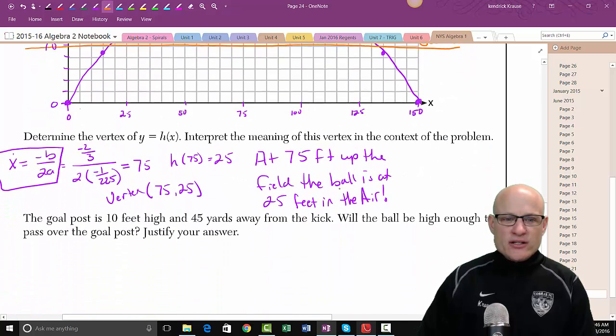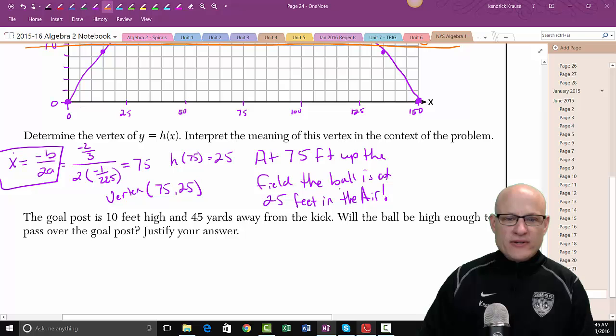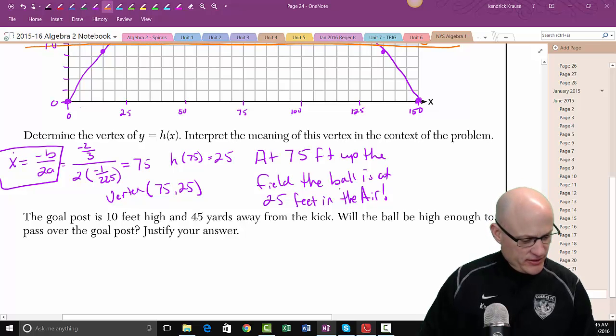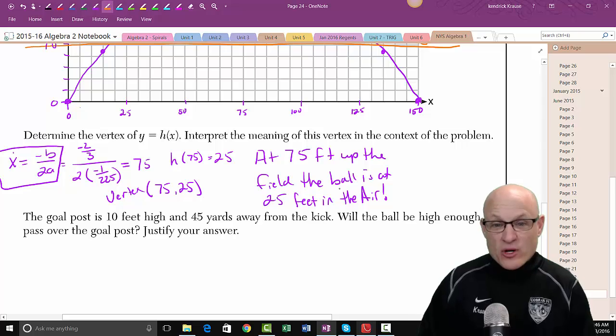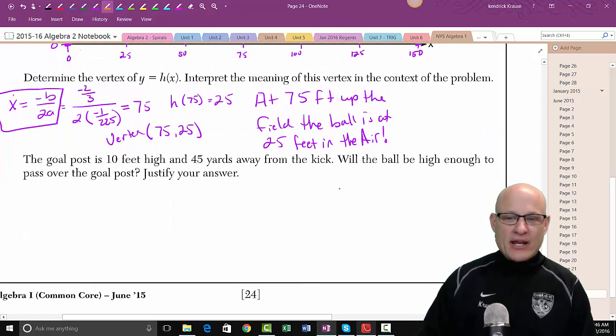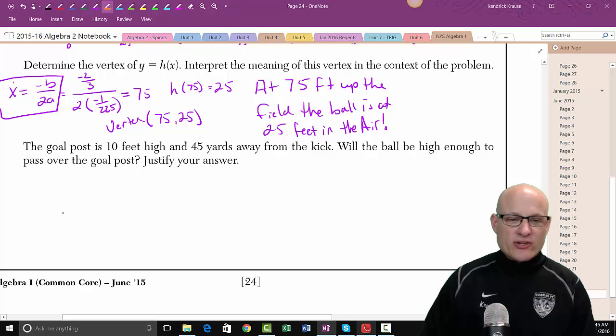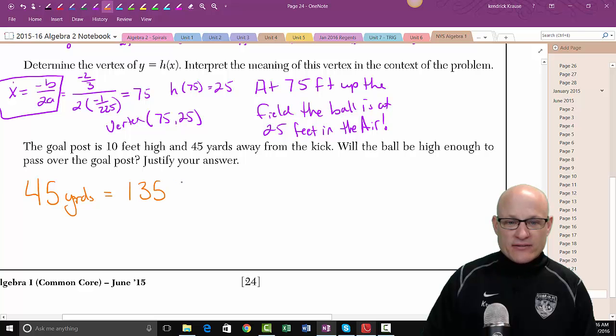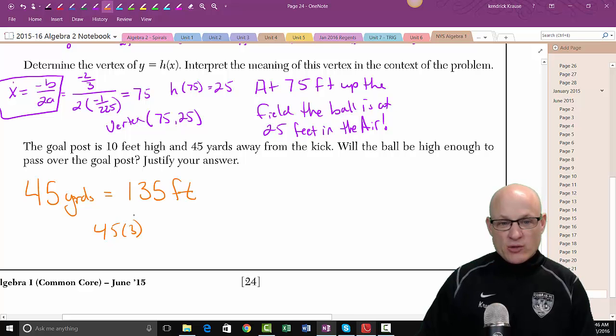Now it says the goal post is 10 feet high and 45 yards away from, oh man, they were being tricky, kids. So we need to understand, what is 45 yards? 45 yards is equal to 135 feet, because it's 45 times 3. So really what we're checking is at 135 feet.